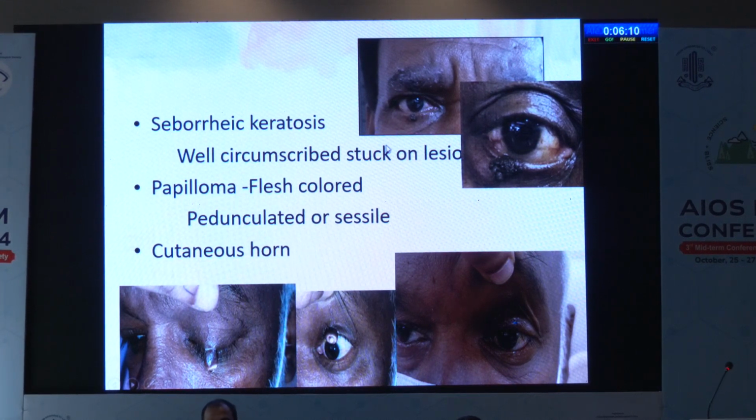The seborrheic keratosis looks like a well-circumscribed stuck-on lesion. What we need to remember here is if you have a sudden onset of multiple crops, then we need to rule out an internal malignancy, a GIT malignancy.